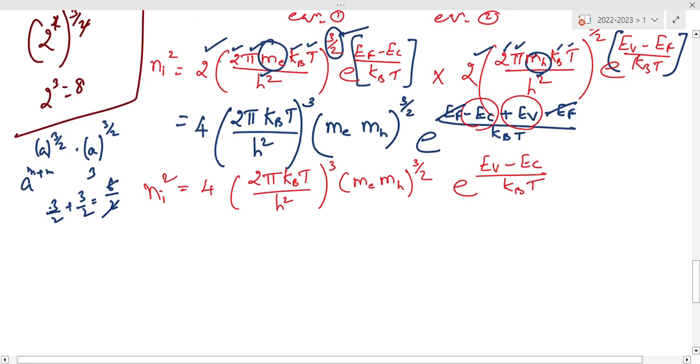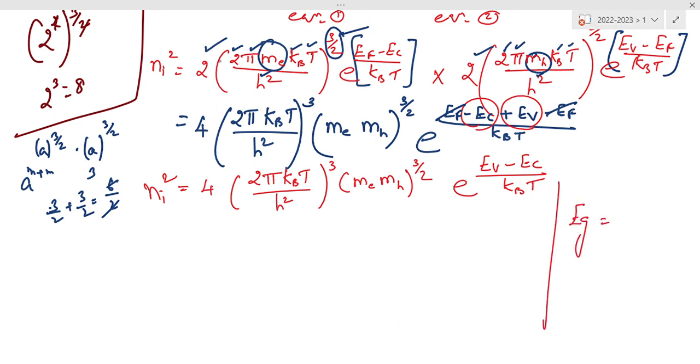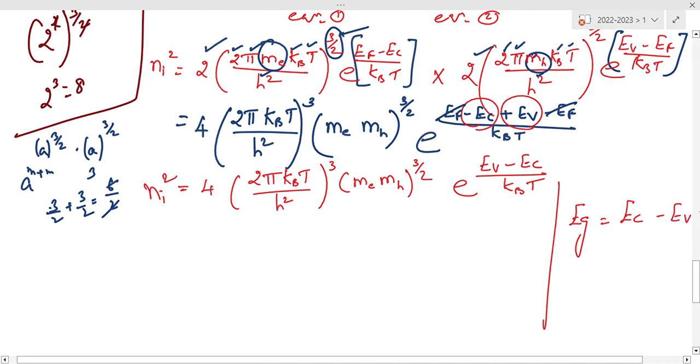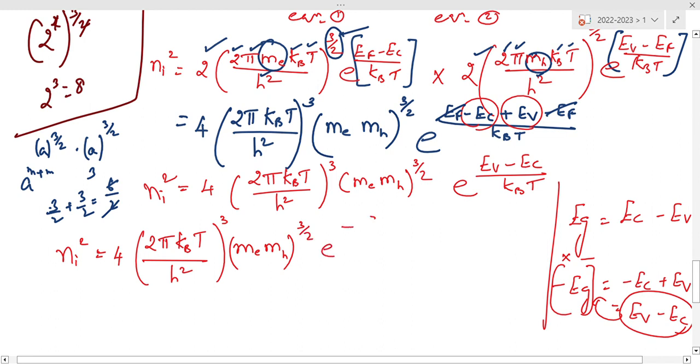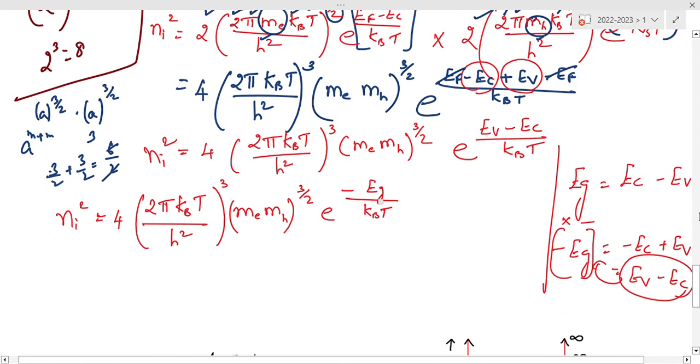Now we know that the forbidden energy gap Eg is equal to Ec minus Ev. Then Ev minus Ec, I am writing it by multiplying with minus: minus Eg is equal to minus Ec plus Ev, which is equal to Ev minus Ec. Therefore Ev minus Ec is replaced with minus Eg here. Therefore ni square is equal to 4 into (2 pi kBT by h square) the whole power 3, (me mH) the whole power 3 by 2, e power minus Eg by kBT. This is for ni square, but we want ni only.